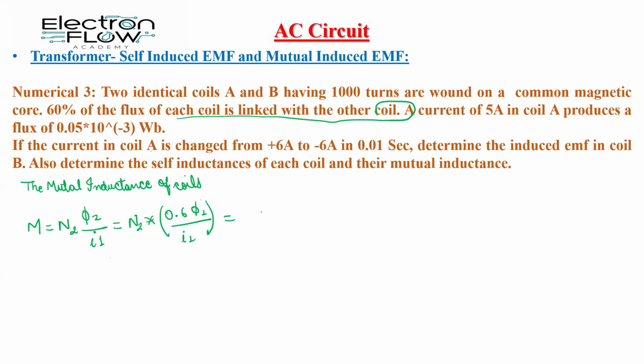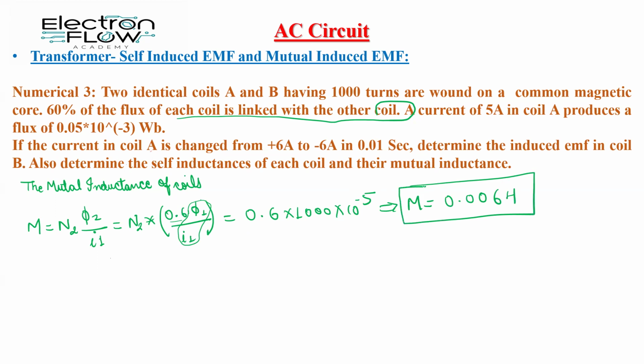Now this value is equal to 0.6 multiplied by 1000 multiplied by 10 raised to power minus 5. We have already calculated this ratio, which is multiplied by 0.6 and 1000. So this is how I get the value of the mutual inductance, which is equal to 0.006 Henry. So this is our another answer.